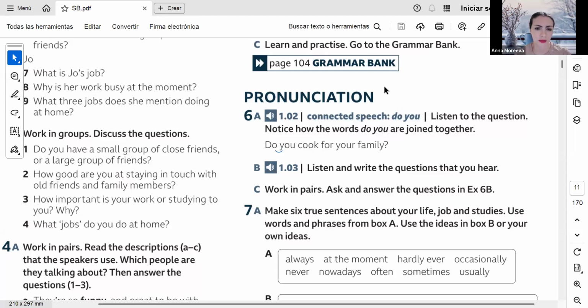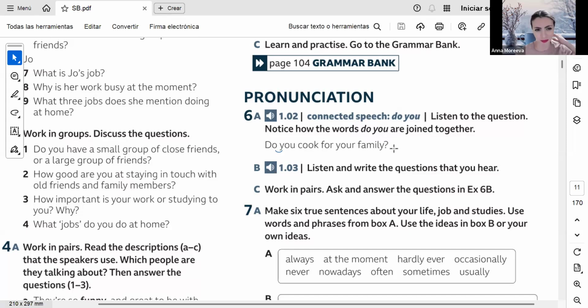Do you cook for your family? So instead of "do you," he doesn't separate them. Do you cook for your family? Even worse, do you cook for your family? It's like "do," and that's it. Do you cook for your family?